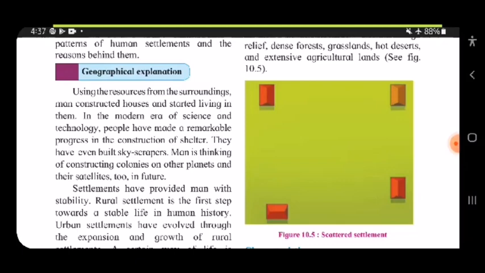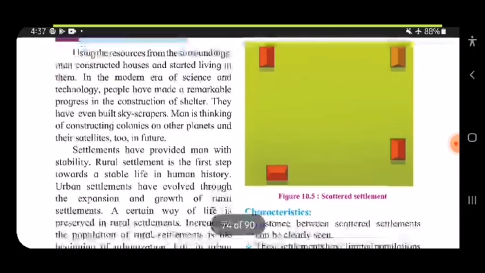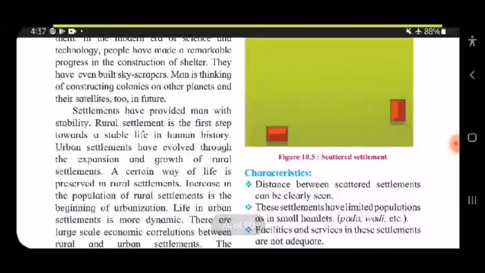Now we are living on planet Earth. So man is thinking that there is no space, so we will be living on other planets as well. Settlements have provided man with stability. Rural settlement is the first step towards a stable life in human history.